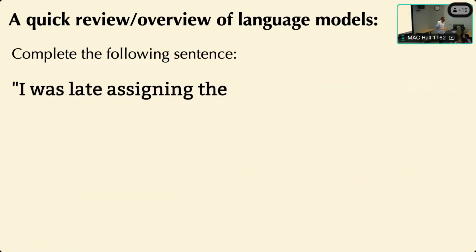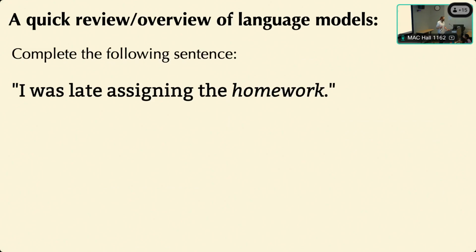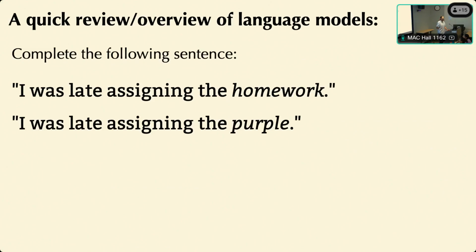So if I asked you to complete this sentence, I was late assigning the blank. One possible syntactically valid word that could come next is homework. Another syntactically valid word to come next would be purple. That would be a pretty weird thing for me to say. The first one, if you know me, is a very plausible thing for me to say. And so if I asked you which of these is more likely, without getting out your dictionary, without thinking too hard, you could probably say that A is more likely than B.